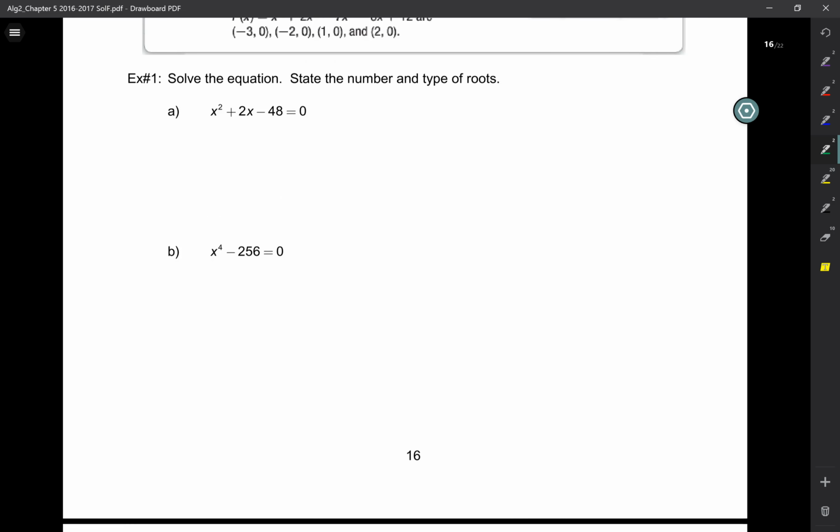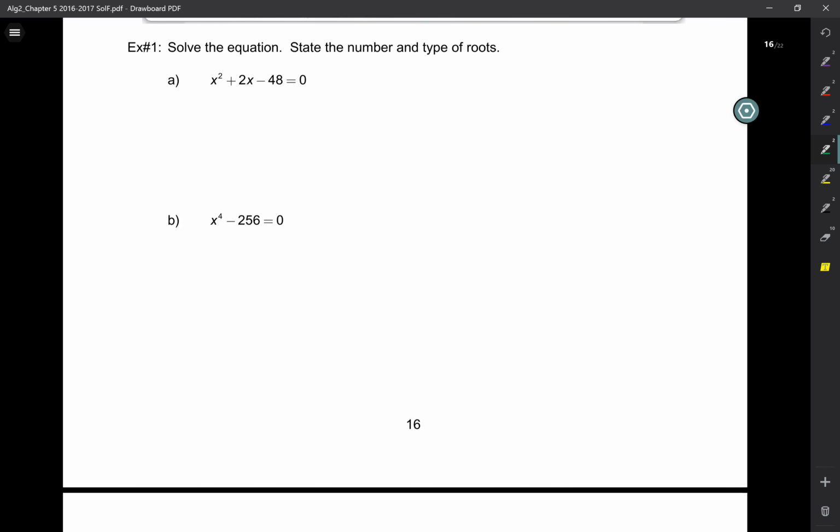That was number 29. Yes, it was number 29. That's why 29 was assigned.